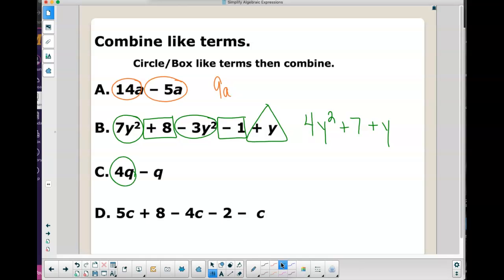What number is in front of the Q, even if we don't see it? Caleb. A 1, yeah. Anytime we see a letter by itself, we can put a 1 in front of it. Is that going to be circled?